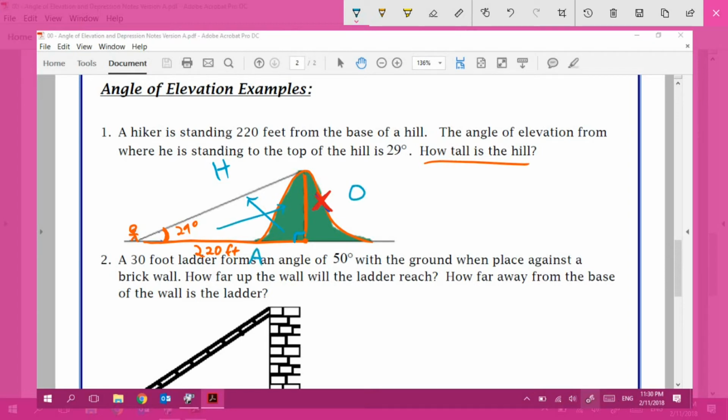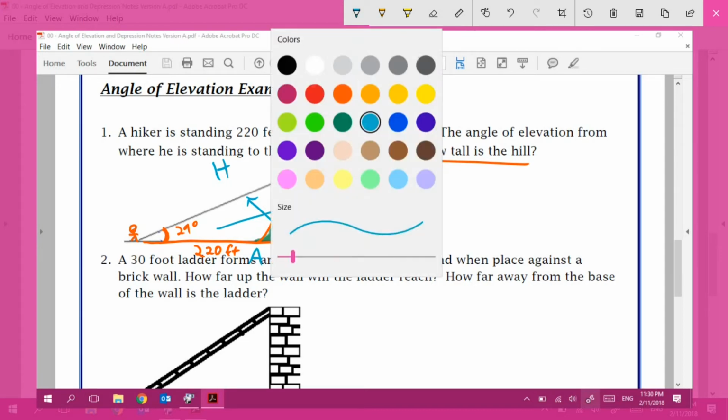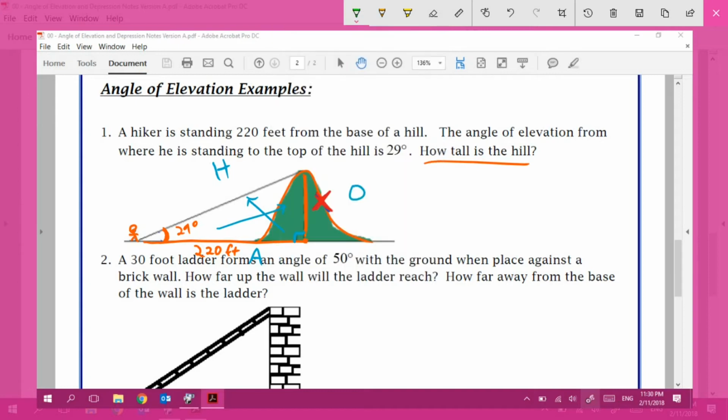So now, which two sides do we know? We're looking for the X. That's the opposite side, okay? And we also know the adjacent side. So which trig function uses opposite and adjacent? SOHCAHTOA, tangent. So we're going to be writing tangent of what number did they give us? 29 degrees. So tangent of 29 equals opposite over adjacent, which is 220.